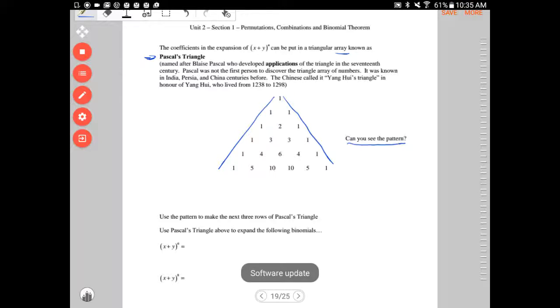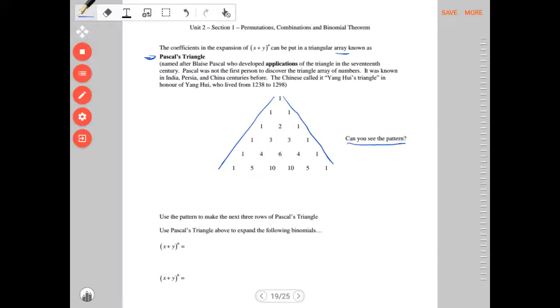And then if you look at these parts, 1 plus 1 is 2. 1 plus 2 is 3. 2 plus 1 is 3. 1 plus 3 is 4. 3 plus 3 is 6. 3 plus 1 is 4. So how we get the successive numbers of Pascal's triangle is we just add the two terms above. There's always ones on the outside, and we add the terms to get the next row. So 1 plus 5 is 6, 5 plus 10 is 15, 10 plus 10 is 20, 10 plus 5 is 15, and 1 plus 5 is 6.